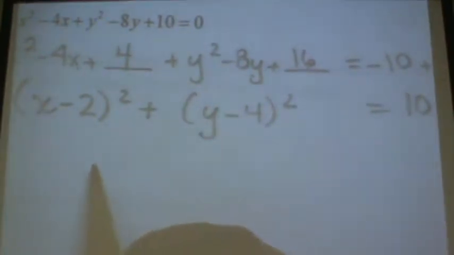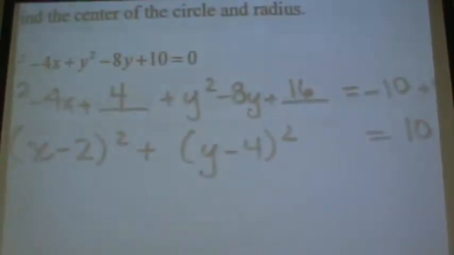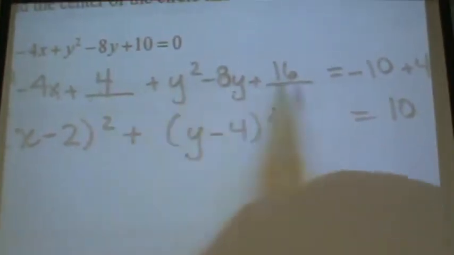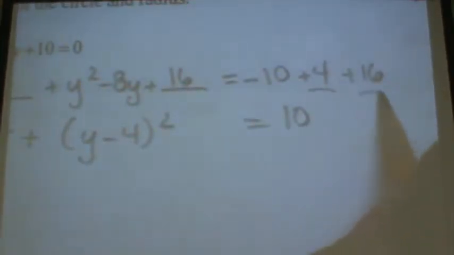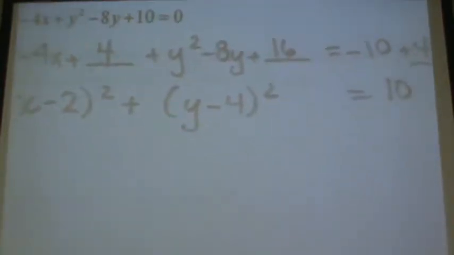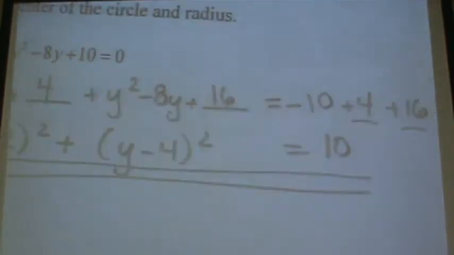So where's your center? Center is 2, 4. Your radius is the square root of 10. You guys, I think, had square root of 30. I don't know why. We subtracted the 4 and the 16. Oh, okay. If you add these, they are both going to be positive. So that was your error. Small error. This is standard form. So that goes there. Okay, next.